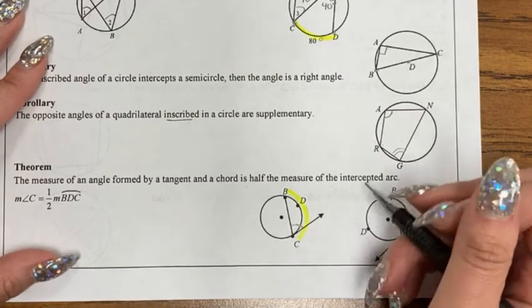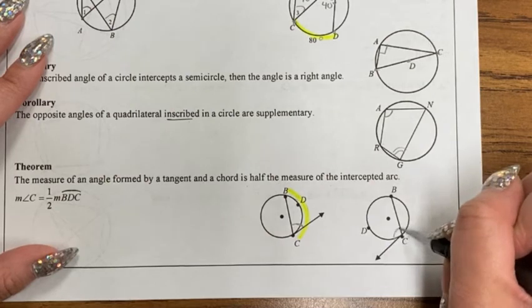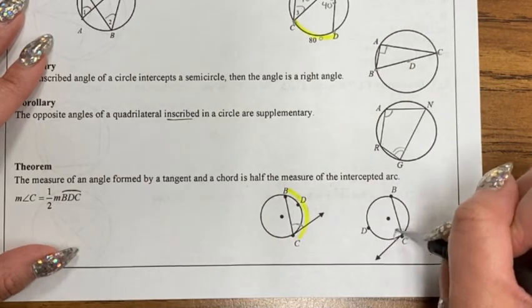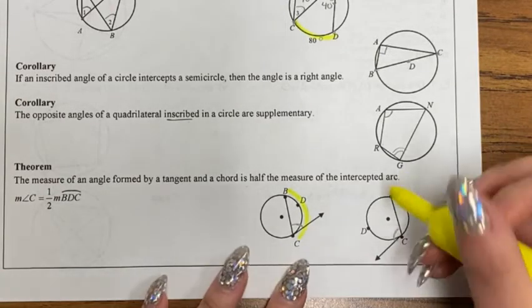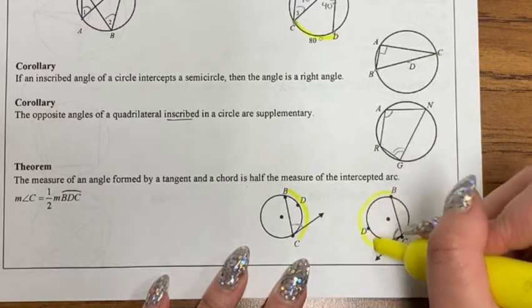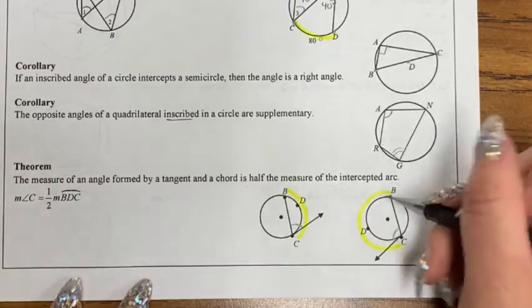Everybody with me? Okay, so you have another situation here. Maybe you have this angle, okay? So that one, what's going to be the arc that it's intercepted by this one? It's going to be the same, BDC, which, if you follow, is going to be this arc over here. So that's going to be the intercepted arc for this situation.